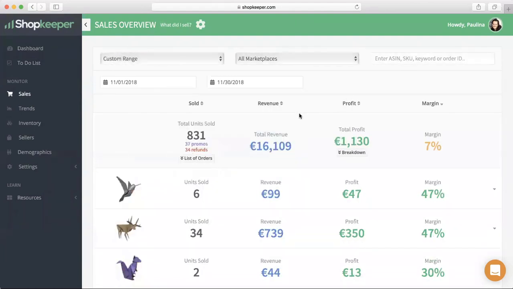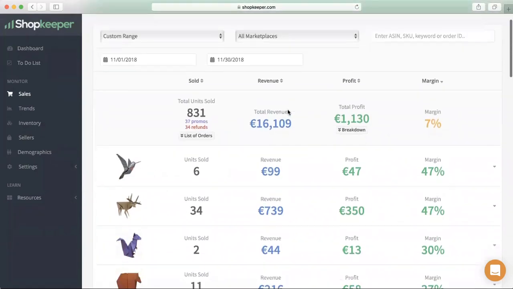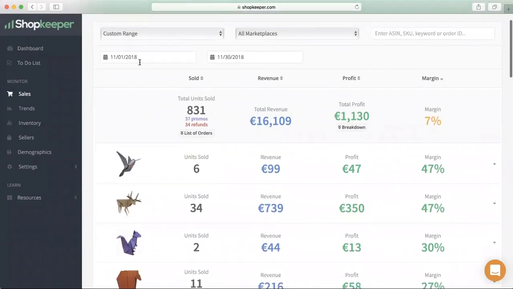So let's take a look. In this particular account, let's say this is your account, you see that in the month of November, you made 16,000 total revenue, but only 1,000 euros in profit, right?